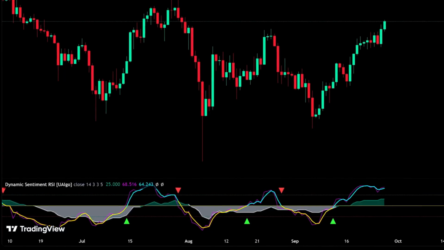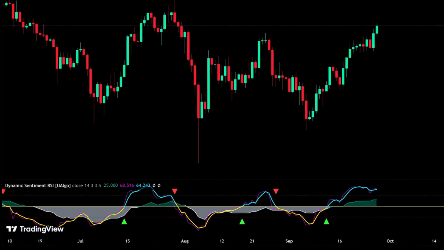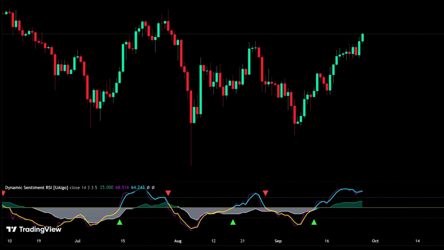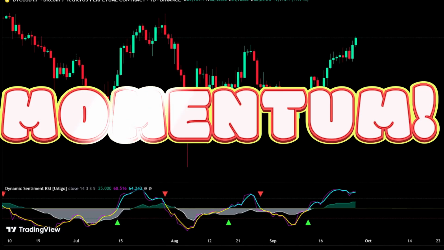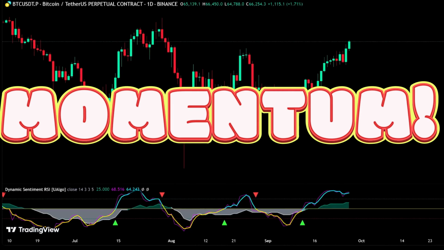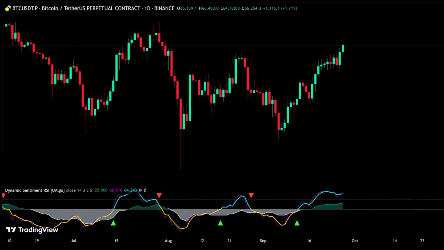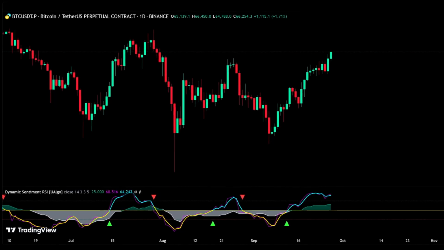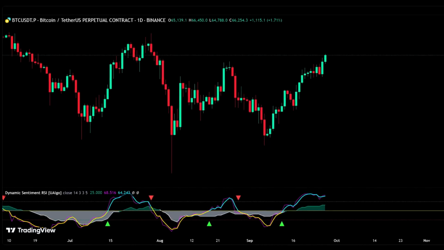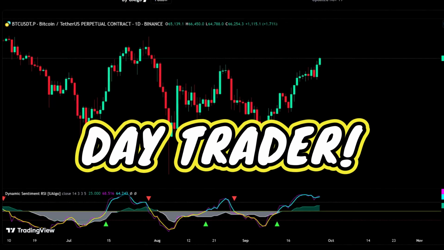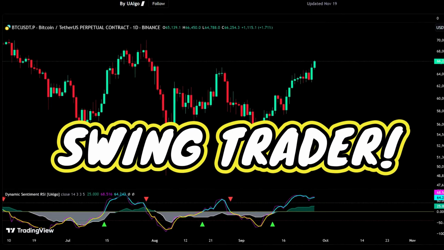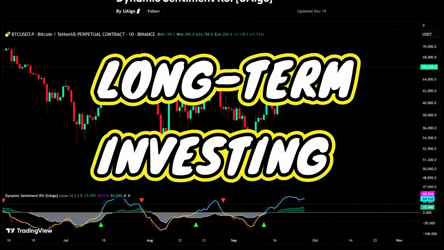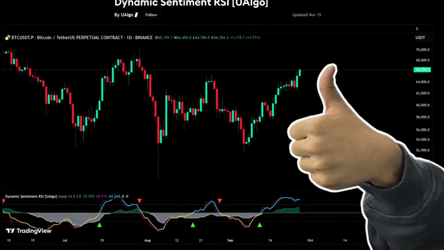So, instead of just seeing a simple line bouncing up and down, this indicator smooths things out and gives you a much clearer picture of where the momentum is heading and when things might be about to change direction. We're talking potential trend reversals, folks. This is key for spotting those high probability buy and sell signals. Whether you're a day trader trying to grab quick profits, a swing trader looking for bigger moves, or even if you're into longer term investing, this thing is adaptable to any trading style.